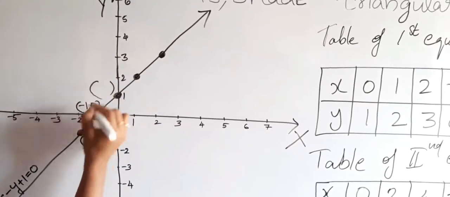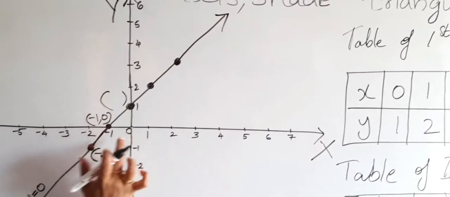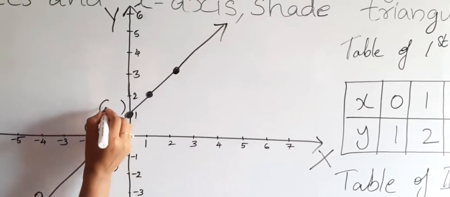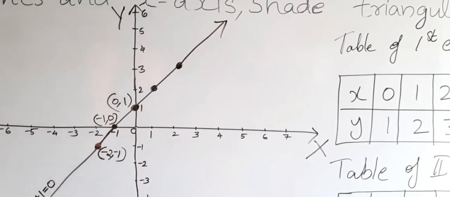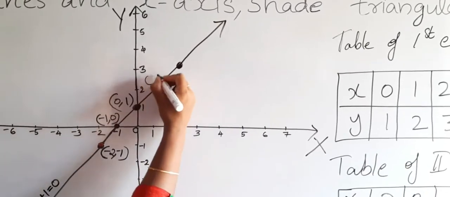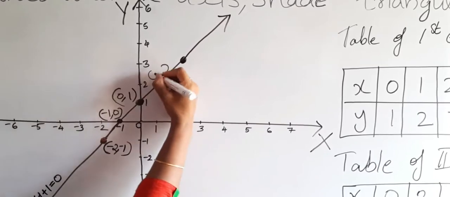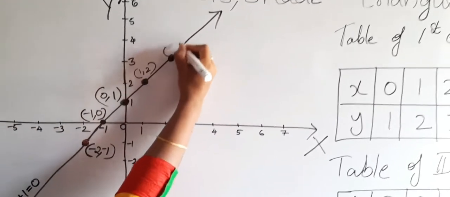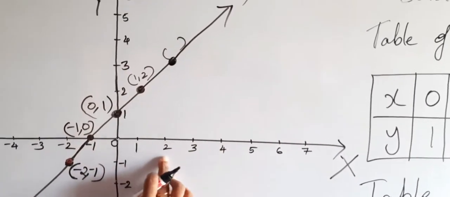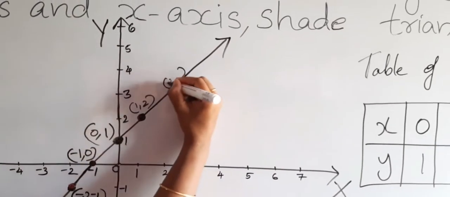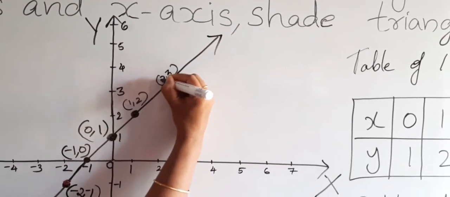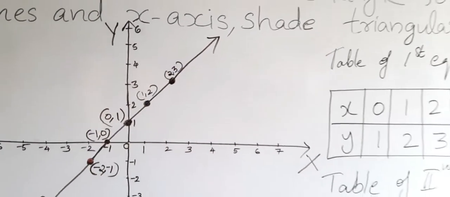Ordered pair: when x equals 0, the y value is 1. Next, when x equals 1, we got y equal to 2. So 1, 2. And the next point is when x equals 2, y is 3. So 2, 3. So all the points are marked here.